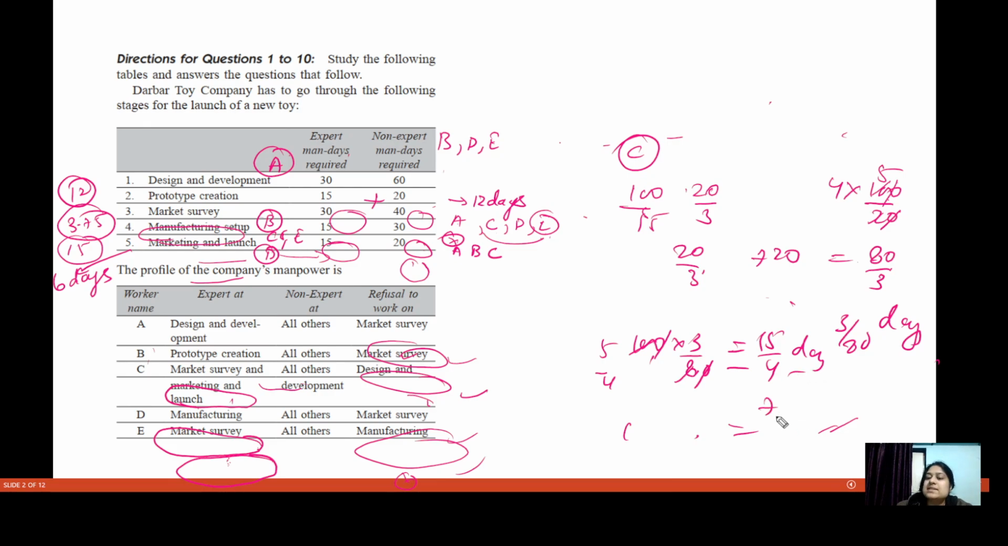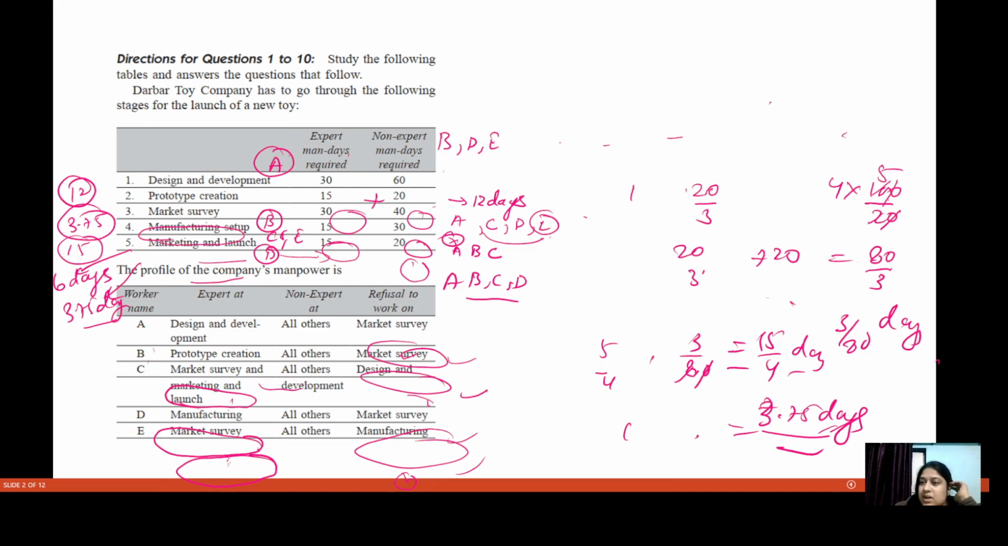So we have this as 3.75 days. Fine, 3.75 days, and this can be done by A, B, C, D.